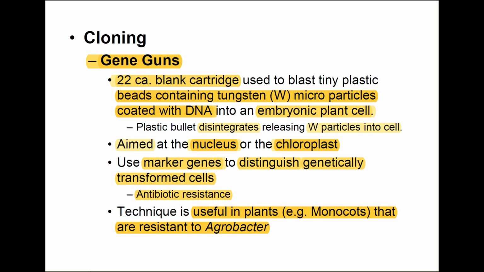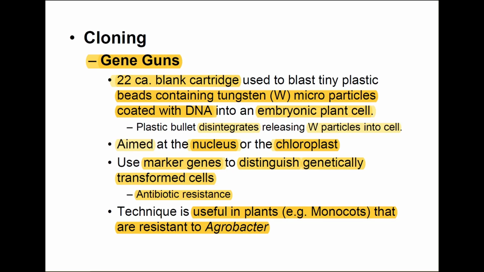Use marker genes to distinguish genetically transformed cells. Same kind of thing that we went over with bacteria, where you can use antibacterial agents, remember, beta-lactamase, which gives you penicillin resistance, etc. Antibiotic resistance. The technique is useful in plants, monocots that are resistant to agrobacterium, where you have no other choice but to fire in a bullet.